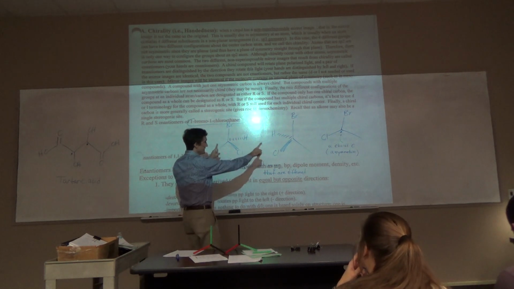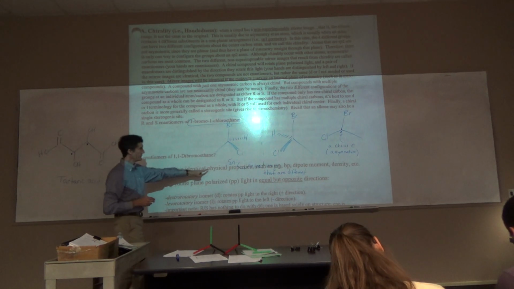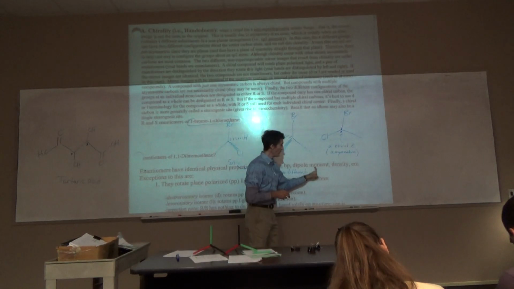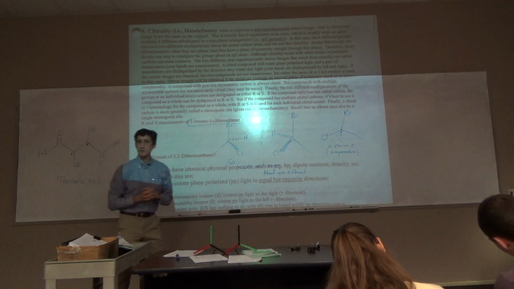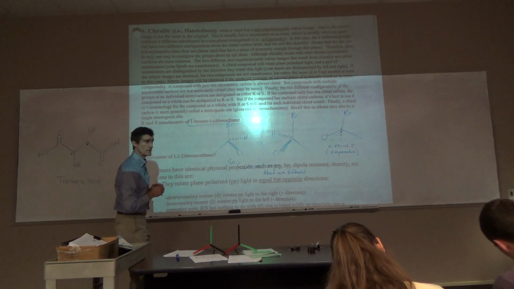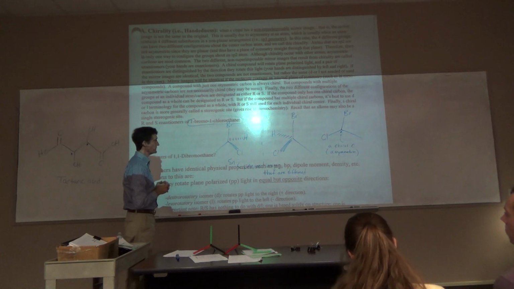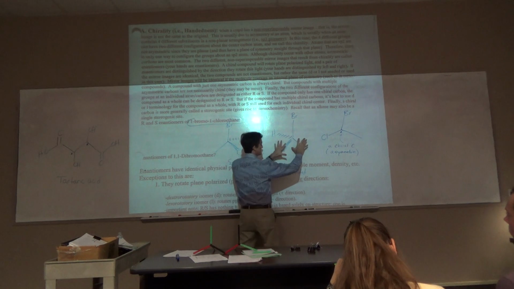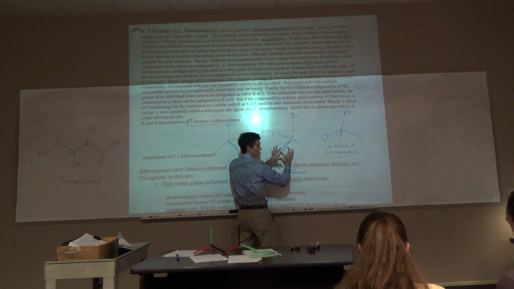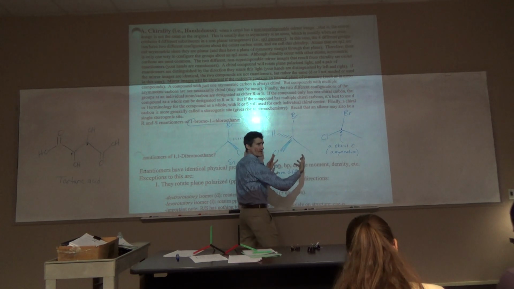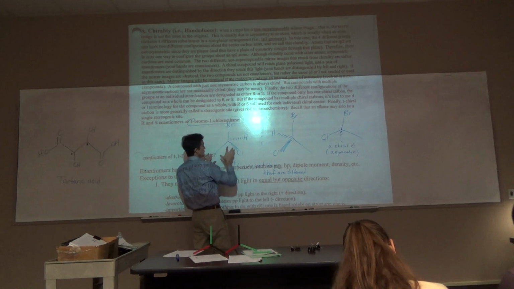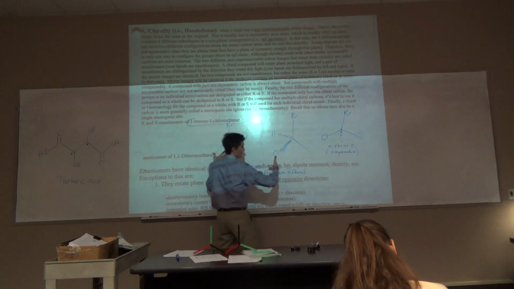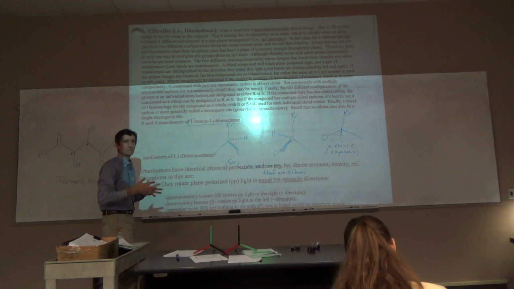Okay, enantiomers have identical physical properties, such as melting point, boiling point, dipole moment, density, refractive index, on and on and on. Identical. Because it's really the same thing, it's just that the groups are oriented in a reversed way. But if you drew dipole moments here, you get the same thing. They would just be the opposite way on the board, but really the same.